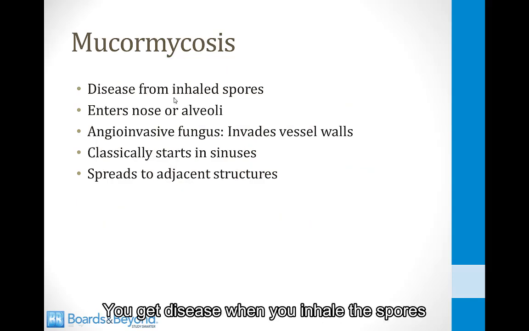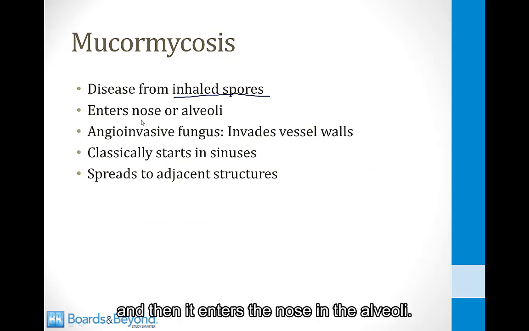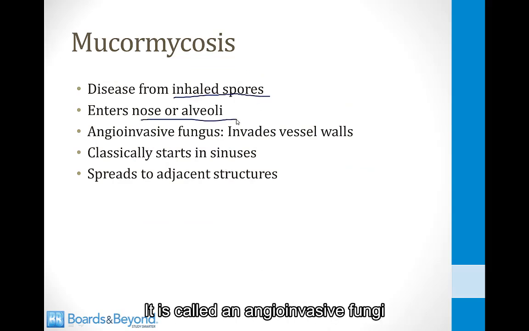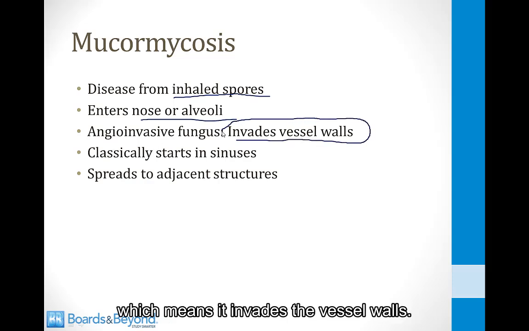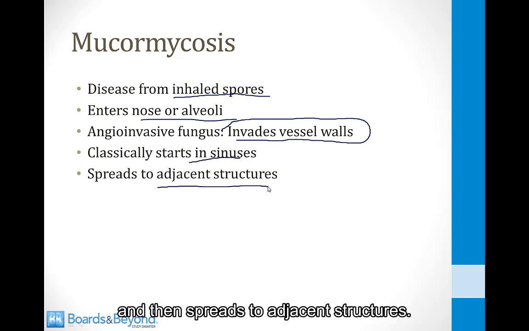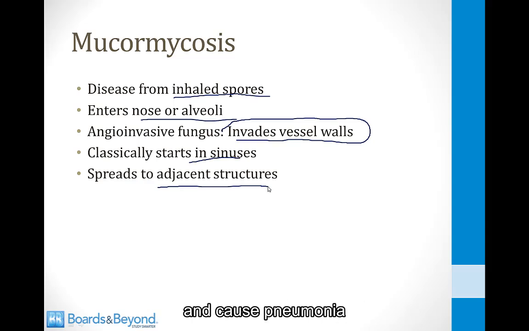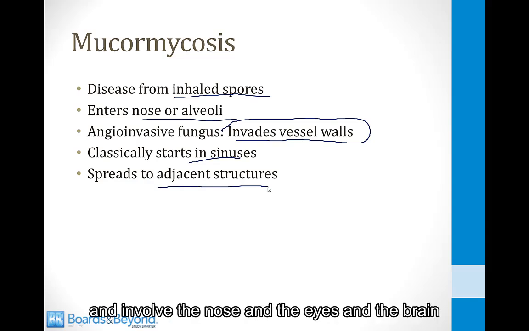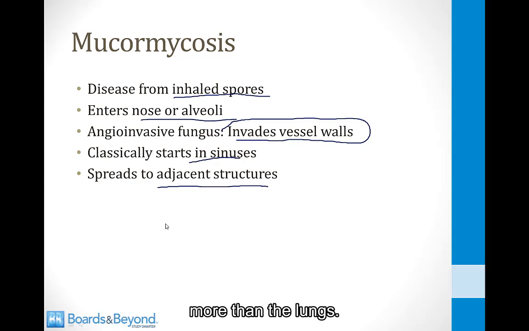You get disease when you inhale the spores and then it enters the nose and the alveoli. It is called an angioinvasive fungus, which means it invades the vessel walls. It classically starts at the sinuses and then spreads to adjacent structures. So Aspergillus likes to go to the lungs and cause pneumonia, but what mucormycosis infections do is they often start in the sinuses and involve the nose and the eyes and the brain more than the lungs.